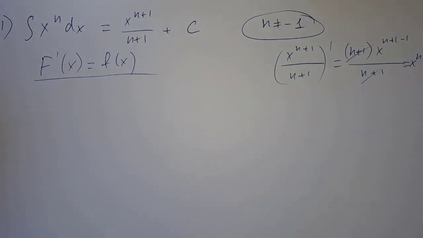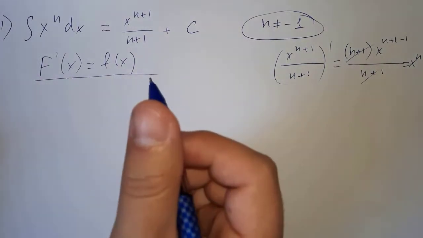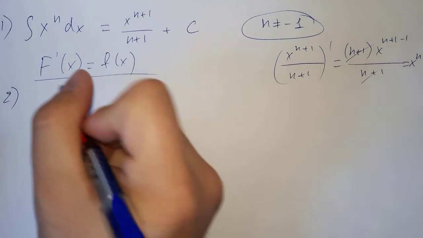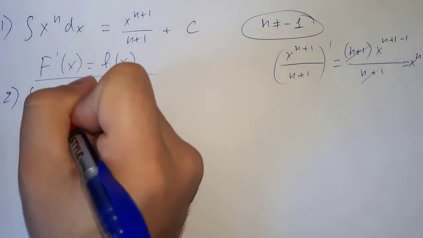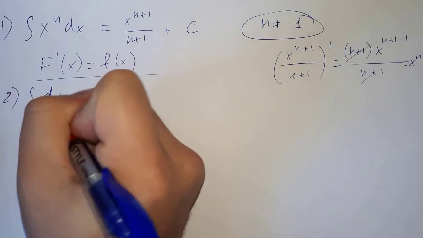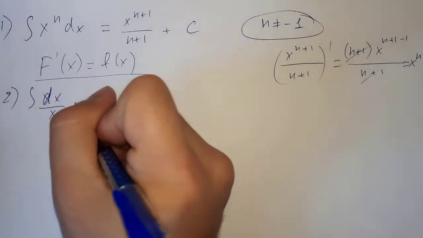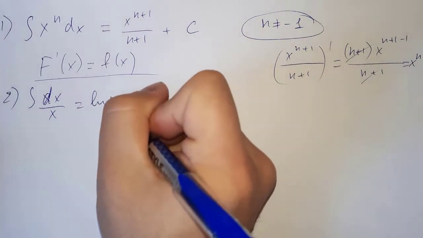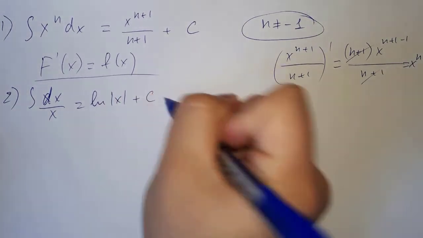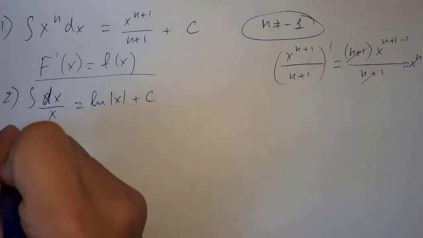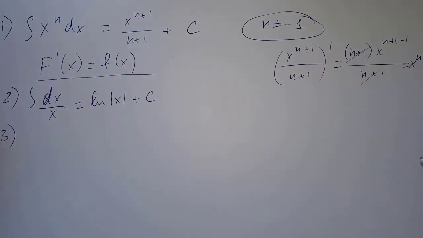So now the next integral is the integral of dx over x. Let's do it, dx over x. It will be the natural logarithm of x plus c, of course. So for the third one, I will write the main ones.